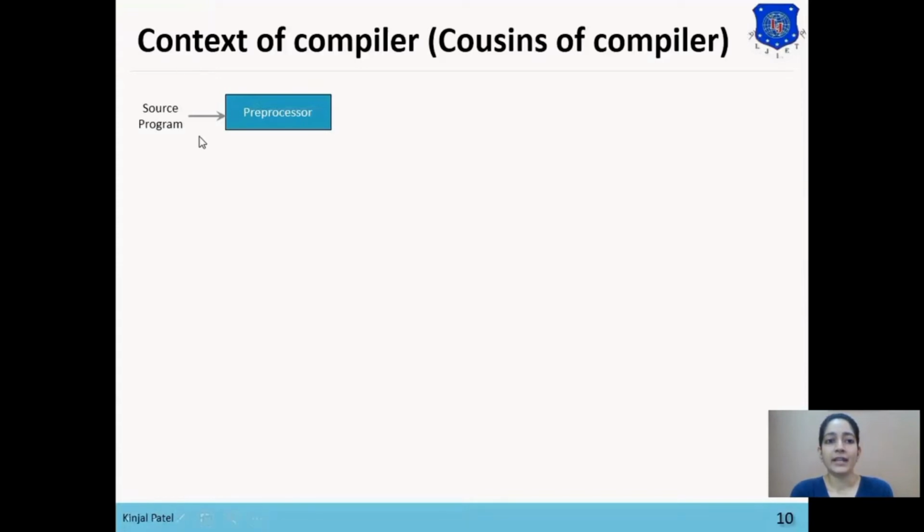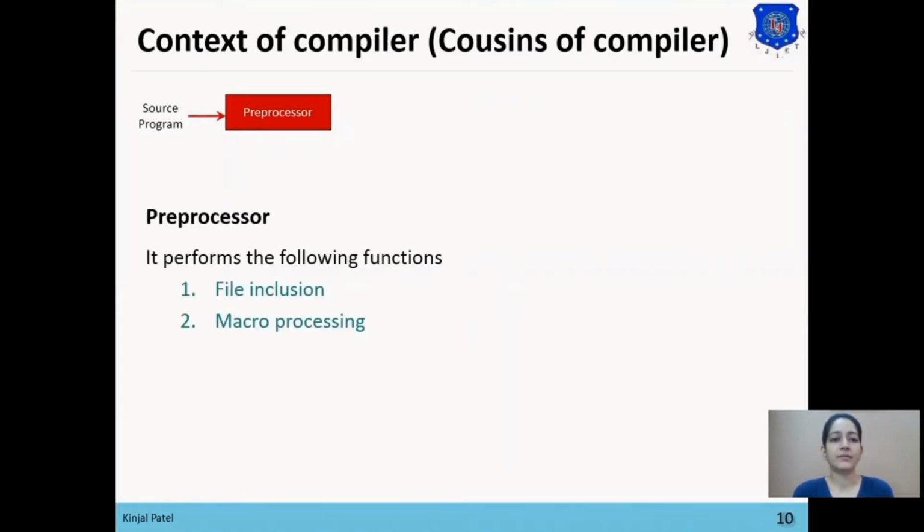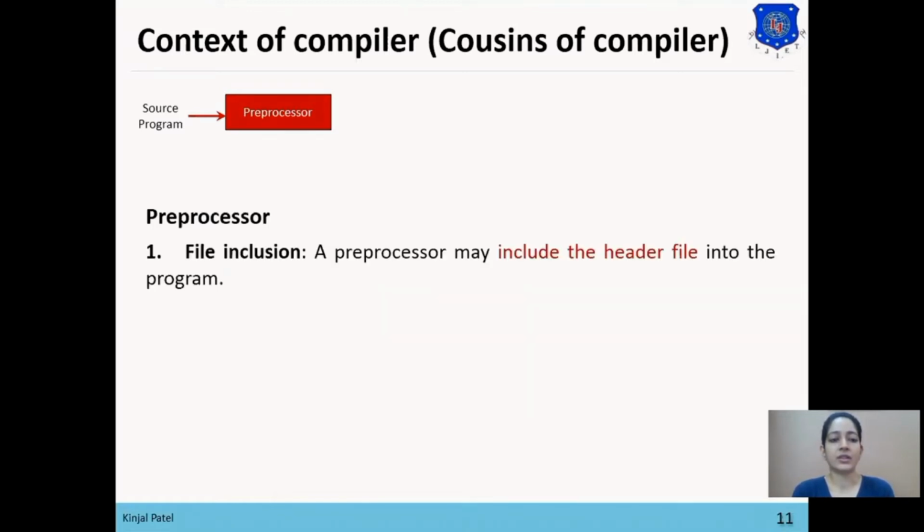So before entering into compiler, our source program is passed into preprocessor. And preprocessor will perform the following functions. First one is file inclusion, second one is macro processing. So what is file inclusion? If we write a C code, then the starting lines will be hash lines, means it can be hash include, hash define. So preprocessor will remove hash lines by including the files into our program.